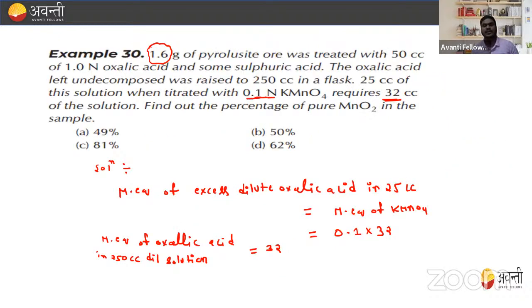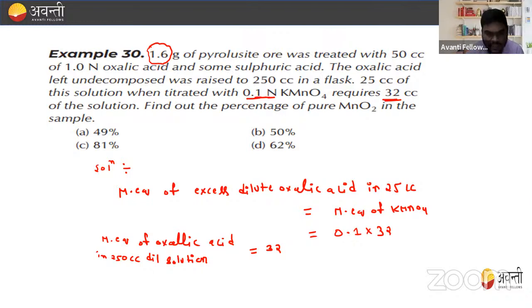So let's see the solution again. In this question, they are saying 1.6 gram of pyrolusite ore was treated with 50 cubic centimeter of 1 normality oxalic acid and some sulfuric acid also. The oxalic acid left undecomposed was raised to 250 cubic centimeter in a flask. Now, 25 cubic centimeter of this solution when titrated with 0.1 normality KMnO4 required 32 cc of the solution. Find out the percentage of pure MnO2 in the sample. So you have to find the percentage. So first of all, we have calculated what we calculated here.